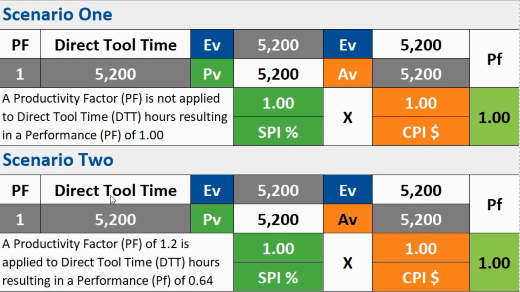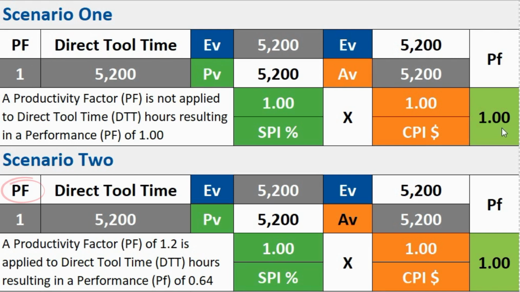2. We consider performance, PF, uppercase P lowercase f, as an outcome of how well we planned and estimated. 3. 1.0 is our target. Anything greater is higher performance. Anything less is underperforming.